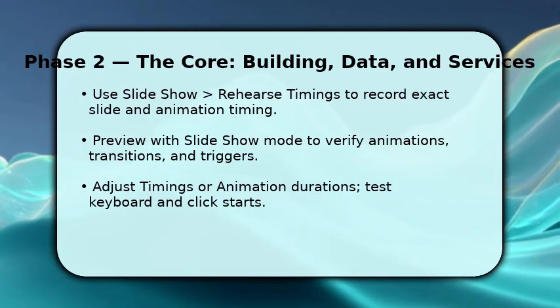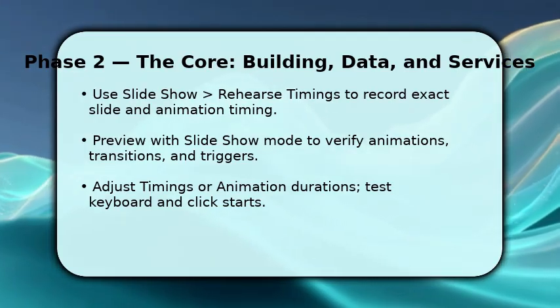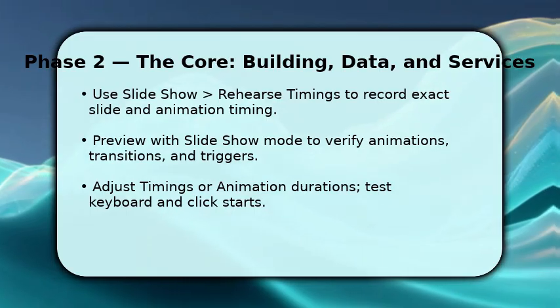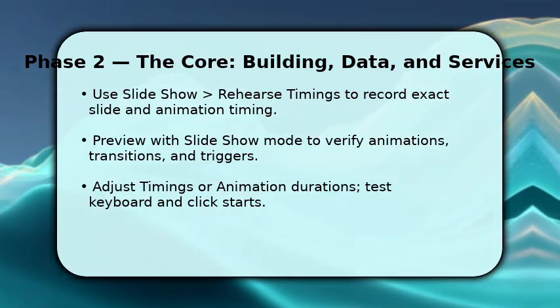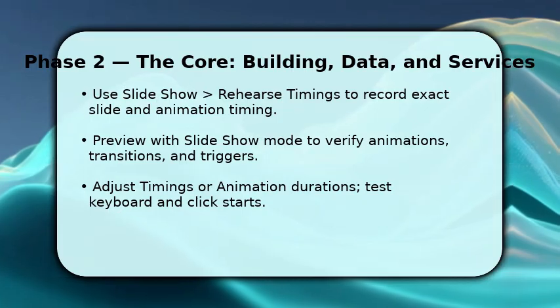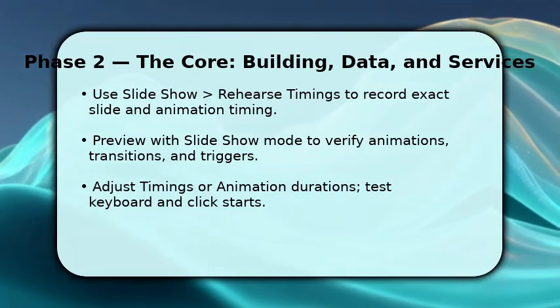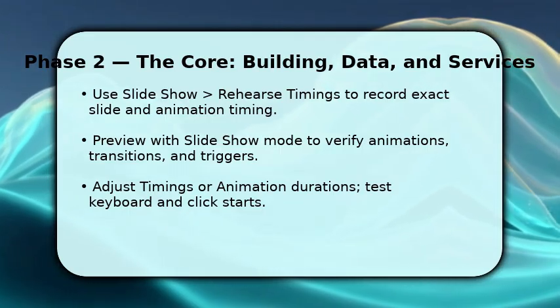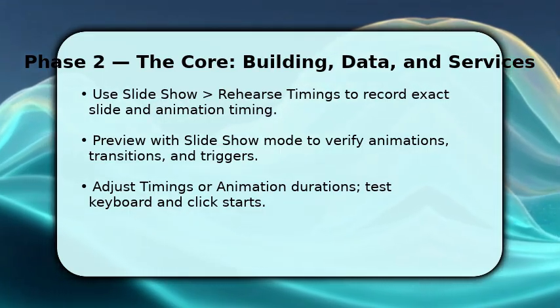Now record the precise pacing. Use rehearsed timings to capture when each animation and slide advance should occur. This creates recorded timings tied to the animations, so playback is identical on another computer. After recording, run slideshow mode from the beginning to confirm everything: clicks, automatic advances, and triggered animations.